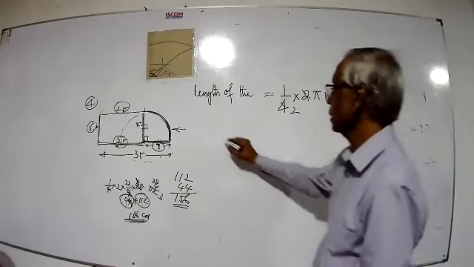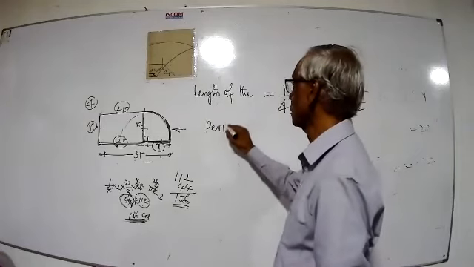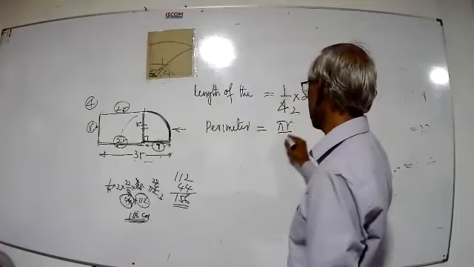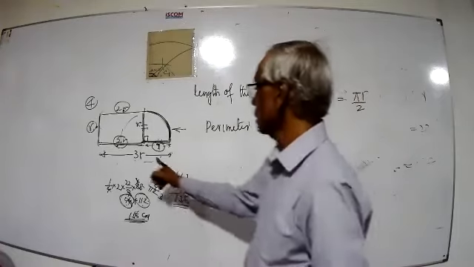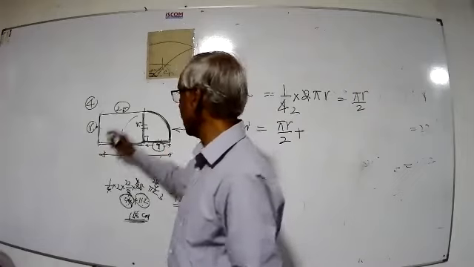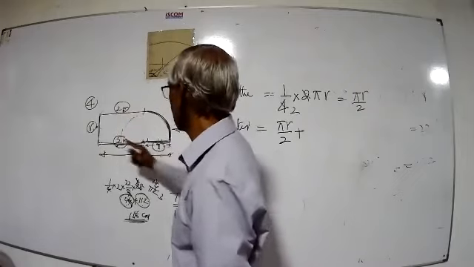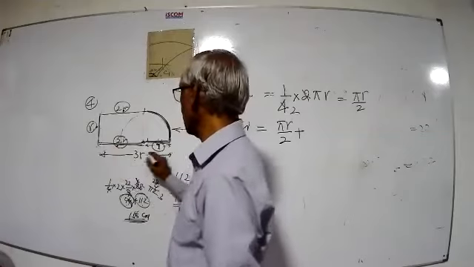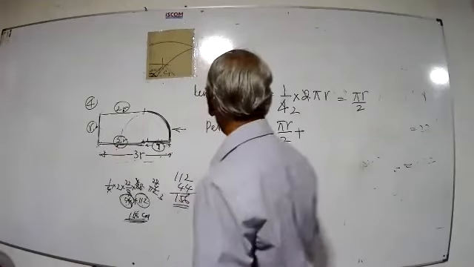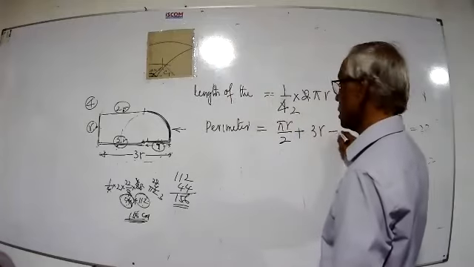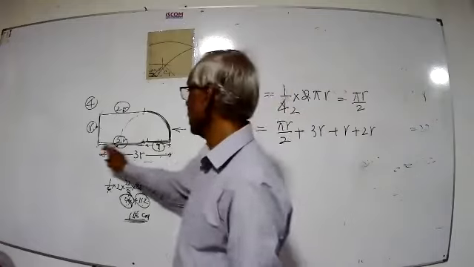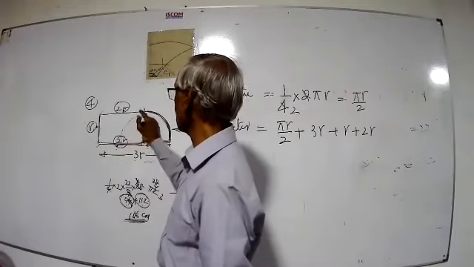Now the technique. 5R upon 2 will be at parallel. Straight away, 3R. You can add R plus 2R, gain 3R. 3R comes to 1. 3R plus 2R.